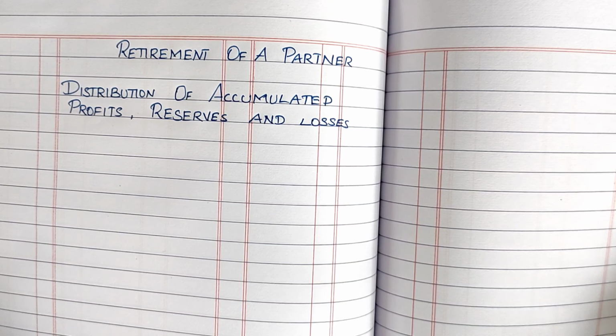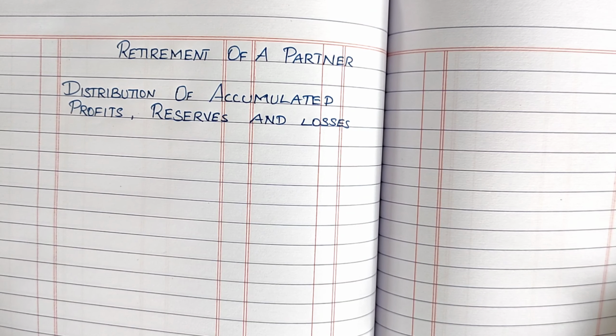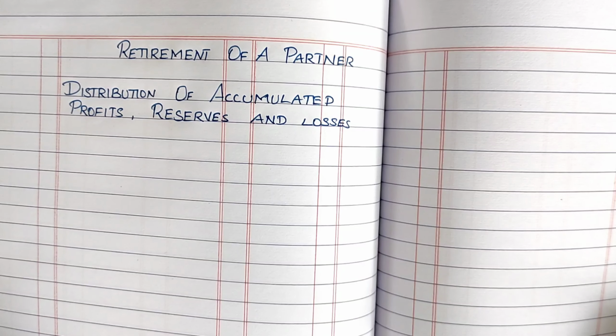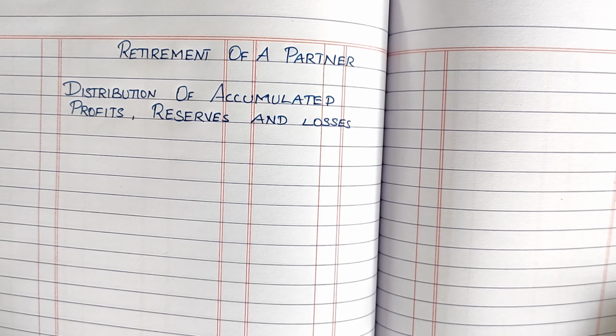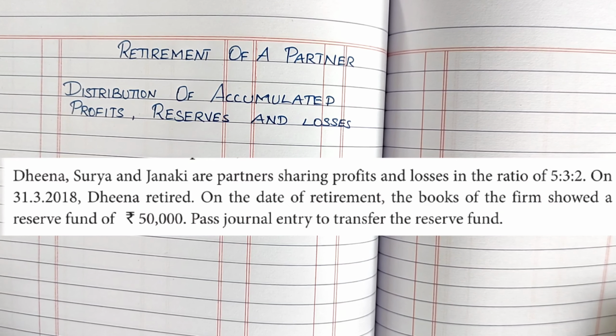In this video we are going to see about the retirement of a partner, and when a partner is retiring, how the accumulated profits, reserves or the losses are going to be adjusted into the partnership accounts is what we are going to deal with. So let's go and see a sum where general reserve is going to be adjusted.